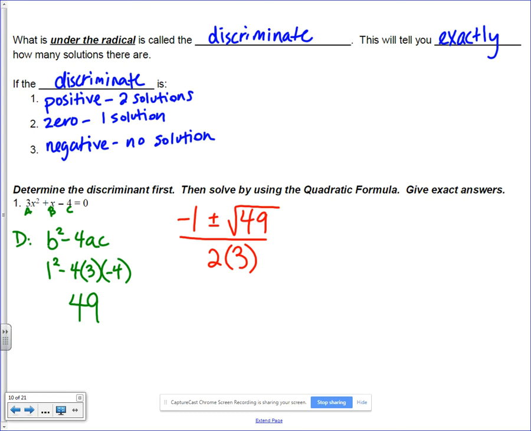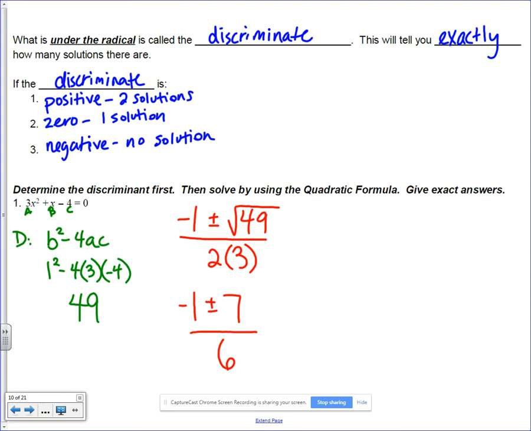The first thing I want to look at is the square root. Is the square root of 49 a nice square root? Yes. What is the square root of 49? Okay, so now I'm going to rewrite it as -1 plus or minus 7. We took the square root, so there's no longer a square root over it. What is 2 times 3 for the denominator? 6. How's everybody doing? We're almost done.